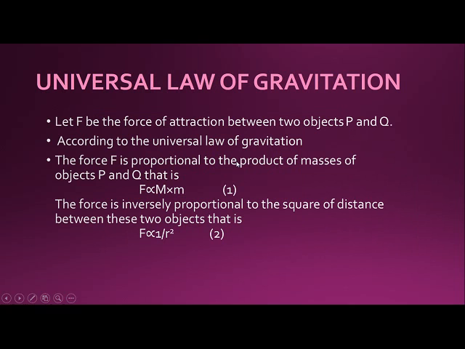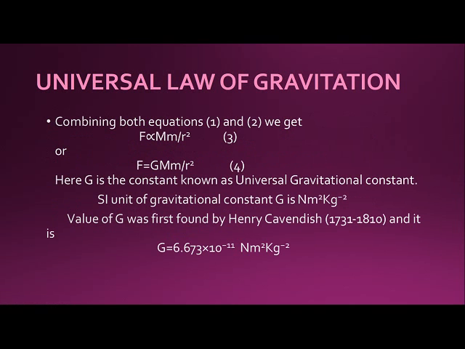Let F be the force of attraction between the two objects P and Q. According to the universal law of gravitation, the force of attraction between them is directly proportional to the product of their masses, capital M and small m, and the force is inversely proportional to the square of the distance between them. Inversely proportional means 1 upon r square. Now children, when we combine both these two relations, what do we get? We get F is directly proportional to M multiplied by m divided by r square.